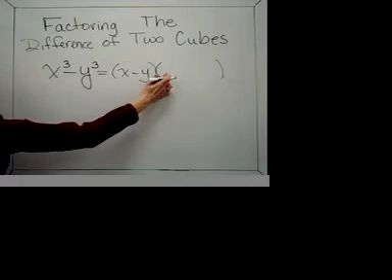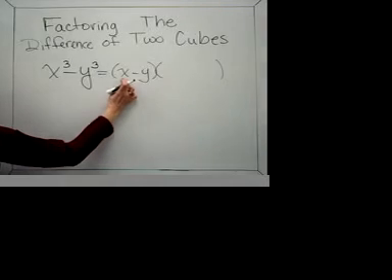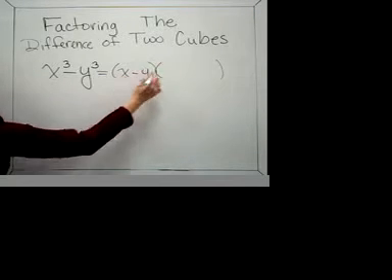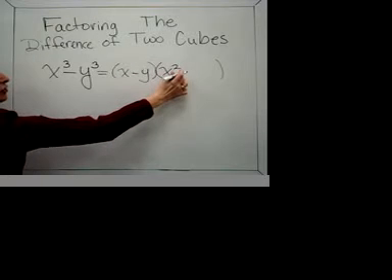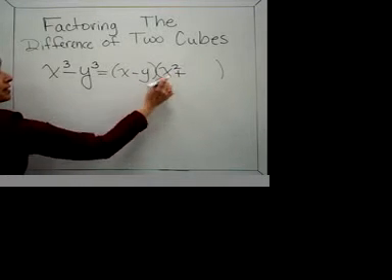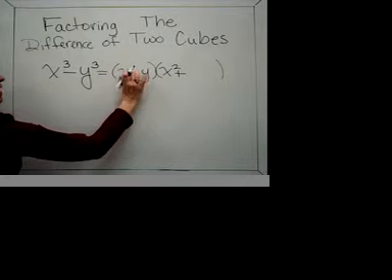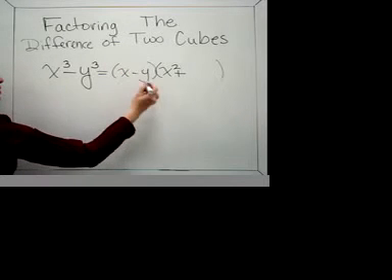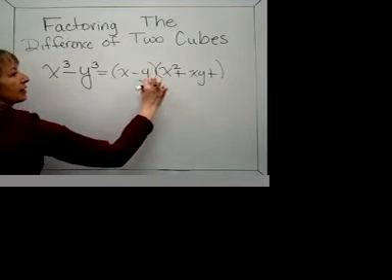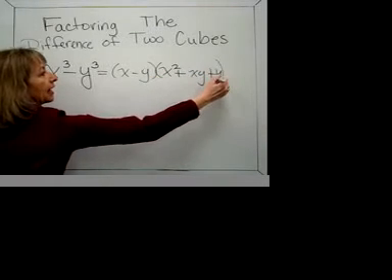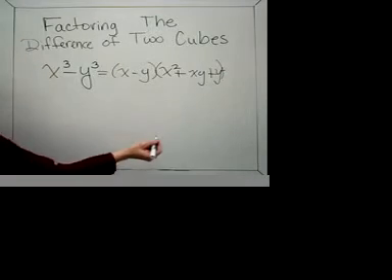And then in the trinomial, you have the square of what's in this first term of the binomial, so this will be x squared. A change of the sign to get the middle terms to cancel out, so this will be a plus since that's minus. A product of these two from the first binomial, so that'll be xy. And then plus the square of the last term for the last term in the trinomial.